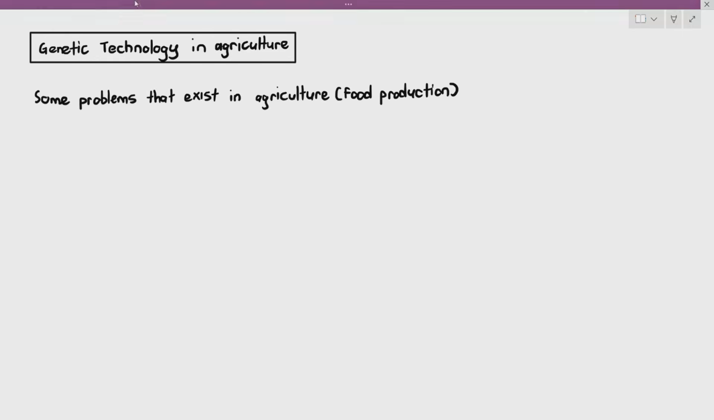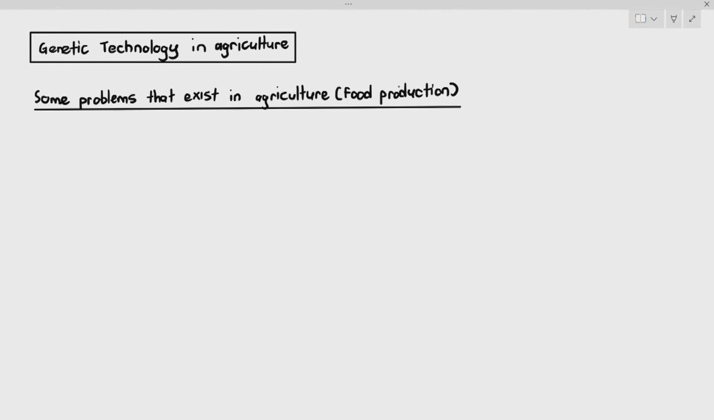Now, before we talk about how gene tech or genetic technology is used in agriculture, we have to introduce some of the problems that exist in agriculture before genetic technology was a thing.